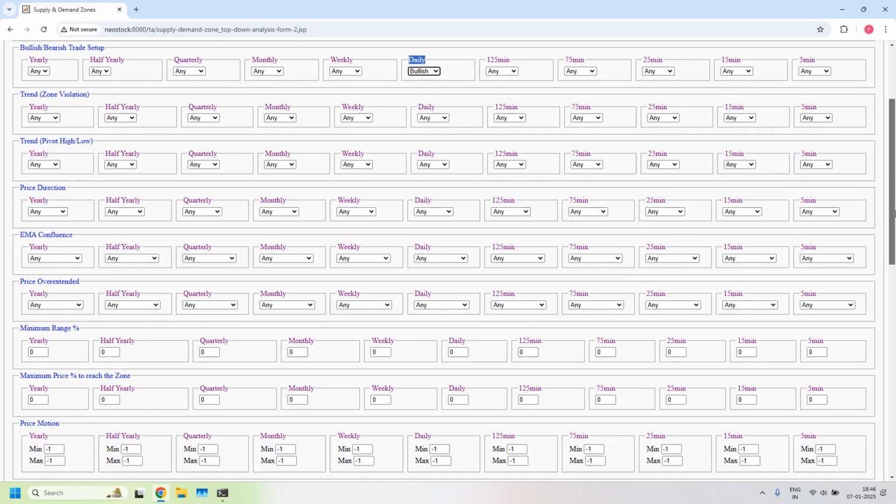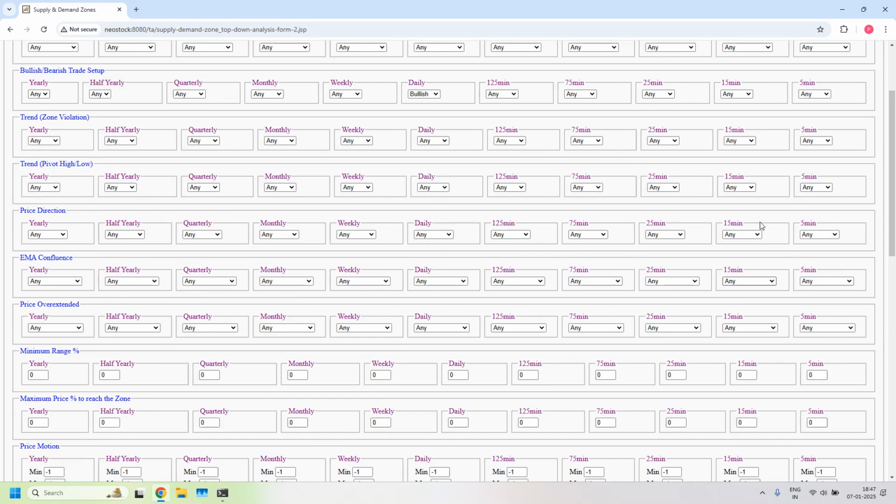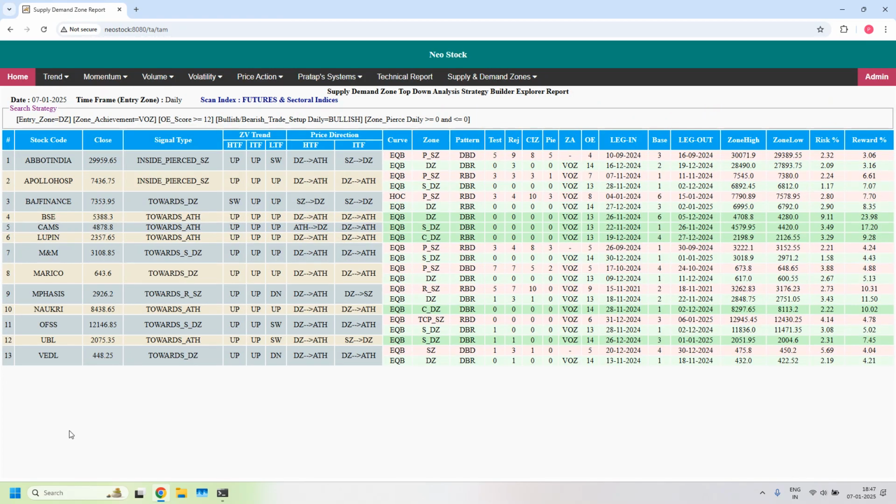These daily demand zones should not be pierced. So in the pierced count at a daily time frame, I am setting minimum value 0, maximum value 0. Zone achievement violated opposing zone. Minimum odd enhancer score 12. Let's filter the stocks. We got 13 stocks.